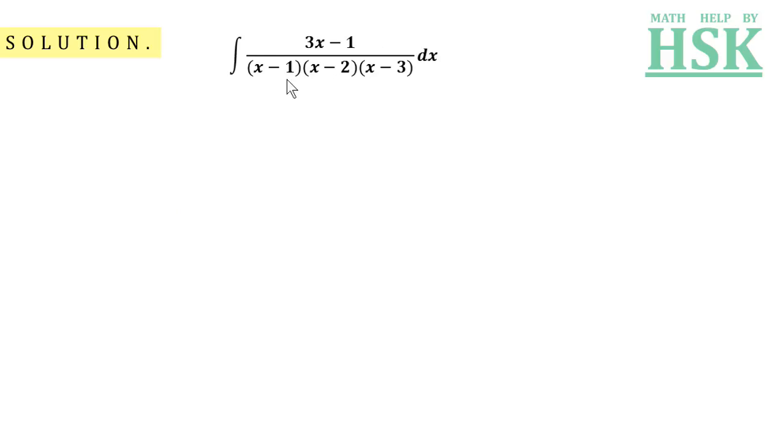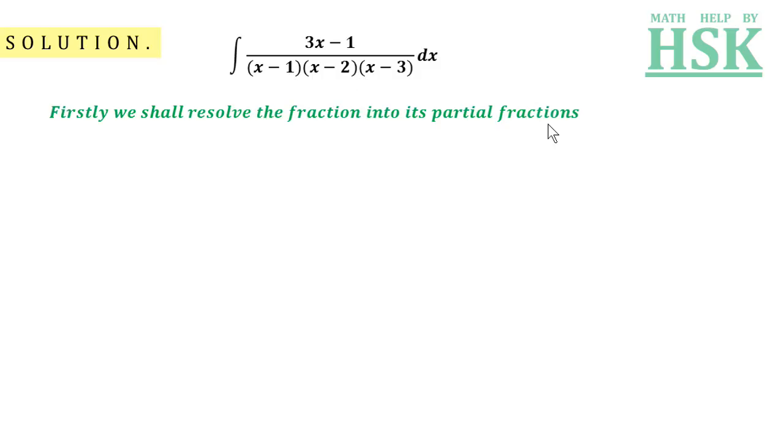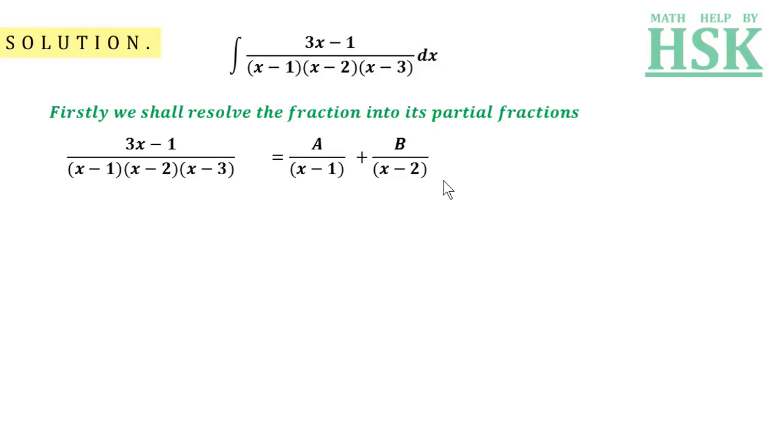So the best possible method to solve this question is to resolve this fraction into its partial fractions. So firstly, we shall resolve the fraction into its partial fractions. The partial fraction of the given fraction can be written as a upon x minus 1 plus b upon x minus 2 plus c upon x minus 3.